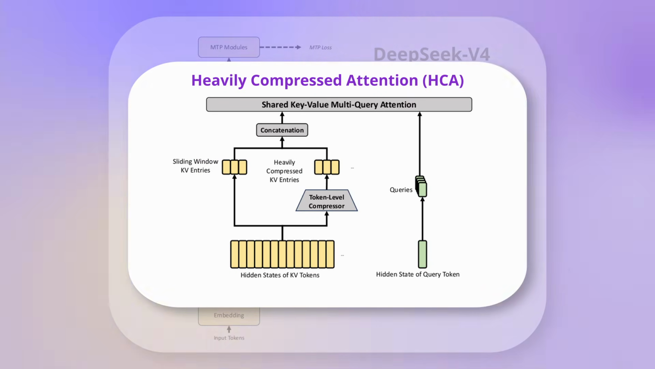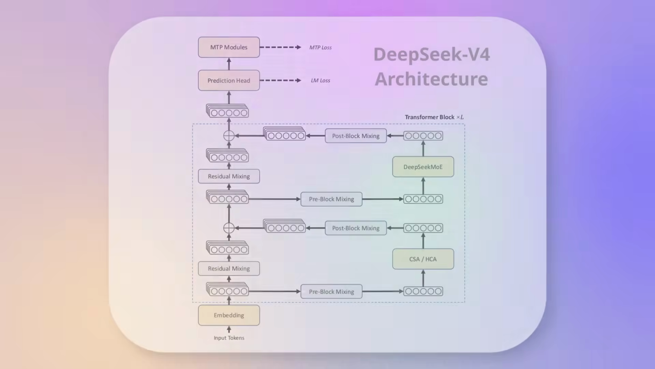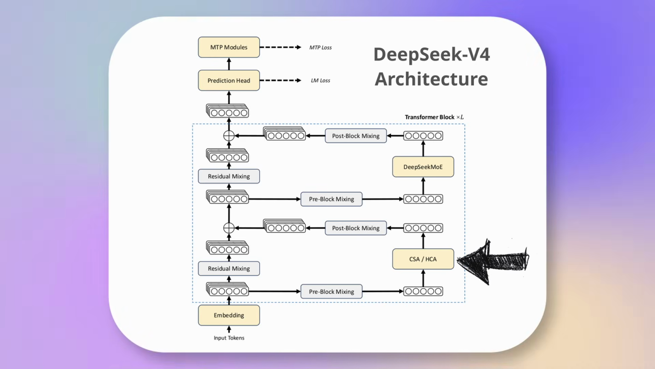HCA goes even further. It compresses 128 tokens into one key value entry, making the key value cache even tinier. This is an extreme compression with no sparsification. However, HCA does not use sparse selection. It simply attends to all compressed entries, but because there are so few of them, the cost remains very low. By using this hybrid attention across different layers, the model balances 2 goals of efficiency and fidelity, which means reduced computation demand while preserving long-range and local coherence.